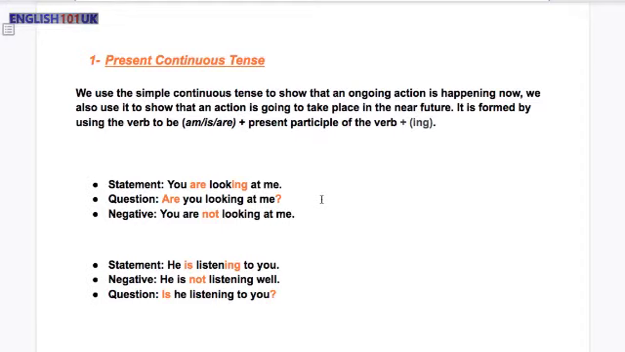How about this one? We have the statement. It says, he is listening to you. A negative, he is not listening well. In a question, is he listening to you? Okay, I hope it is very easy to catch.